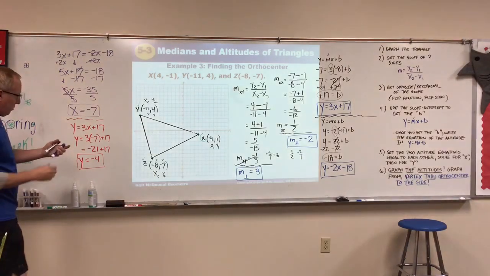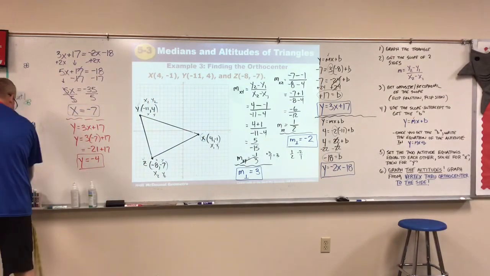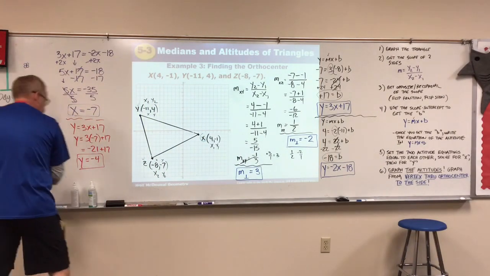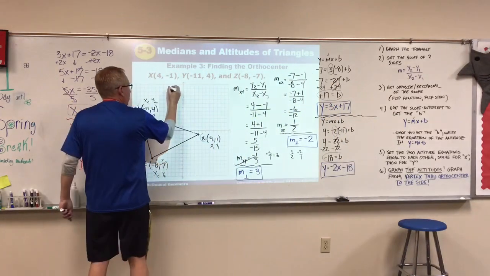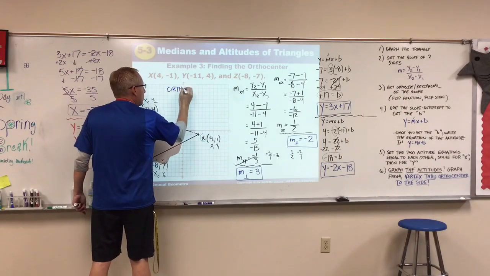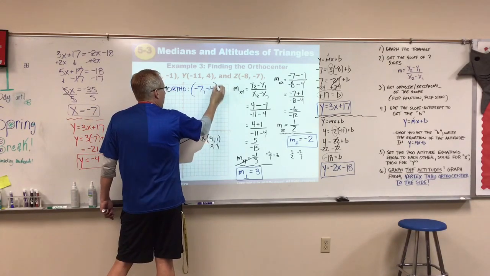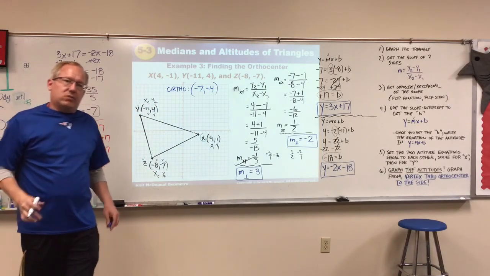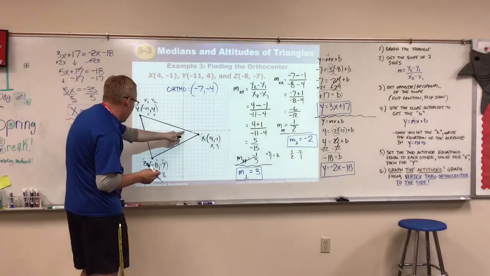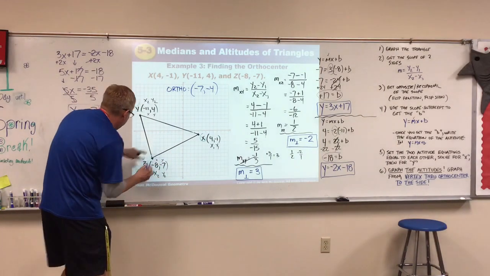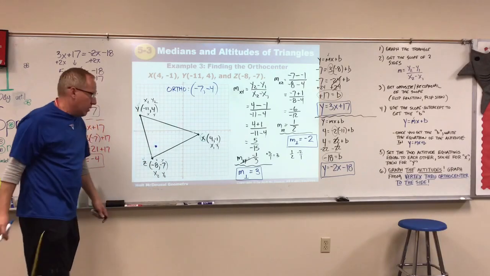So there's my orthocenter. The orthocenter is going to be at negative 7, negative 4. Now we can start plotting these altitudes here. So I'm going to go to negative 7, negative 4. Right here is my orthocenter.